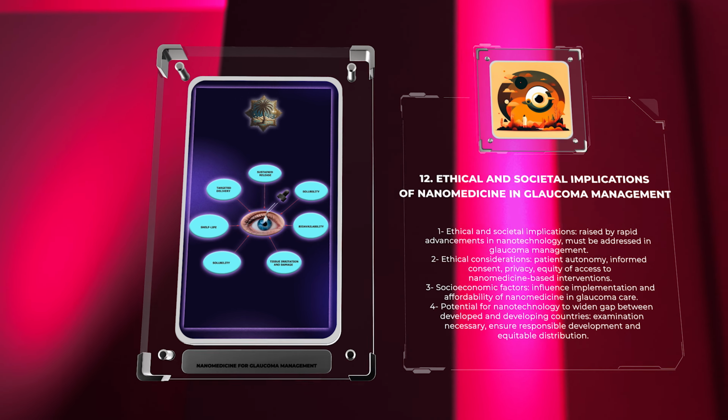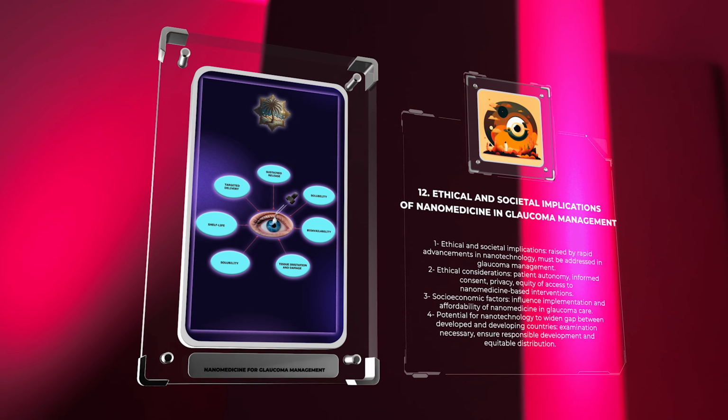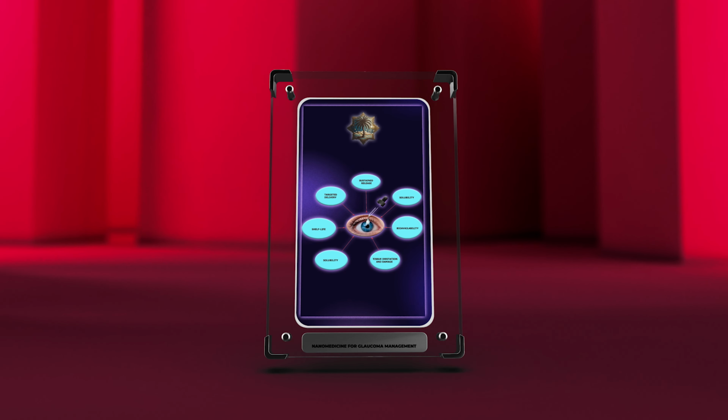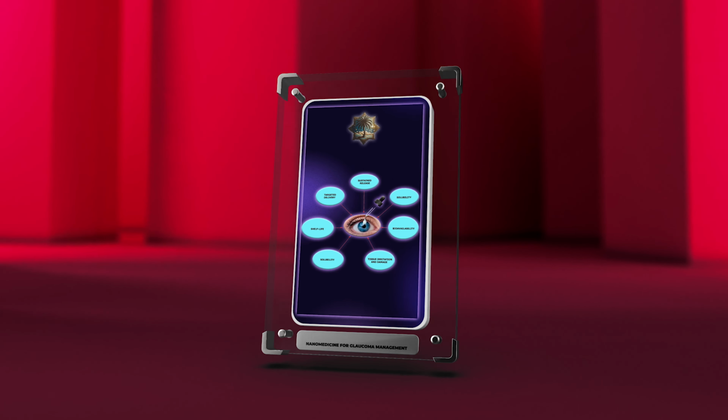It is essential that stakeholders, including healthcare professionals, policymakers, and the general public, engage in proactive discussions to ensure the responsible development and equitable distribution of nanomedicine in glaucoma management. In conclusion, nanotechnology holds tremendous potential in the management of glaucoma. The applications of nanotechnology in glaucoma range from IOP reduction and ocular drug delivery to neuroprotection, optic nerve regeneration, glaucoma detection and monitoring, imaging, nanotheranostics, combination therapy, and safety considerations.